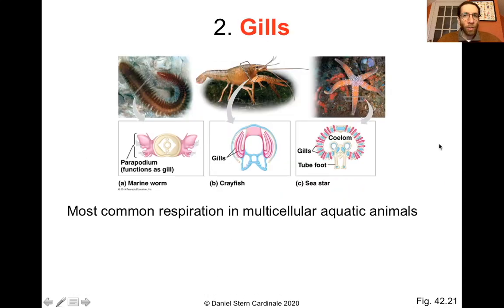The second type of respiratory structure is gills, and we tend to see this in aquatic animals. So here are 3 examples of gill morphologies. The gills themselves are shown in pink. So we have a type of marine segmented worm. We have some crustaceans here. They have kind of internal gills that are inside the exoskeleton. And then we have the sea stars, the echinoderms, that have gills kind of around the circumference of the arms.